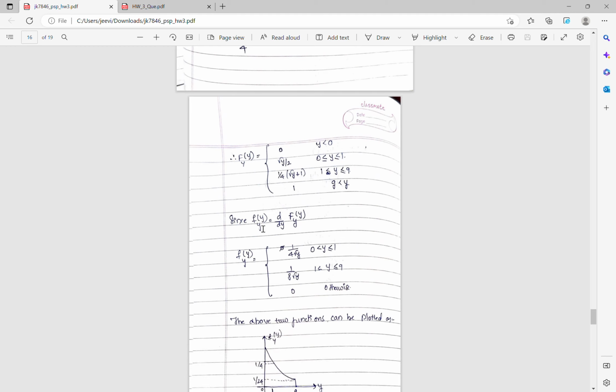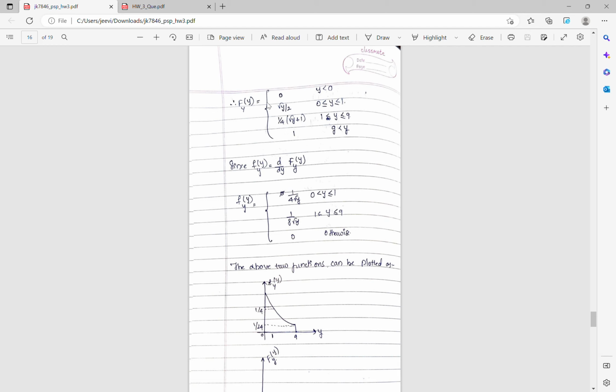Since we know that the probability density function is equal to the differentiation of the cumulative function, then we can write it as the probability density function is equal to d by dy of the cumulative distribution function. Therefore, from these values, if we differentiate them, we will get it as, for any other cases, the value will be 0. If y is between 1 to 9, it will be 1 by 8 root y. And if y is between 0 and 1, it will be 1 by 4 root y.